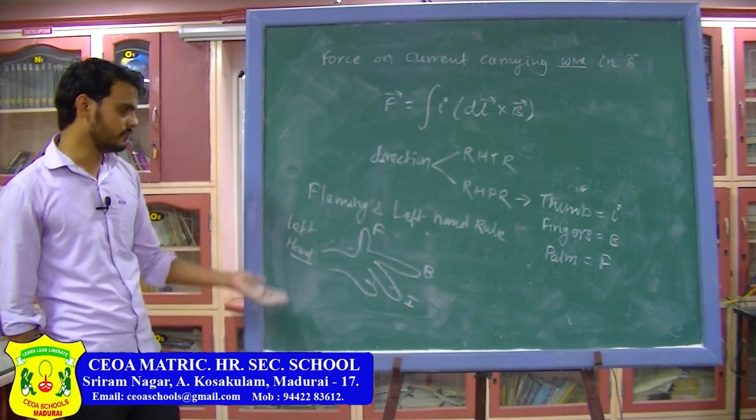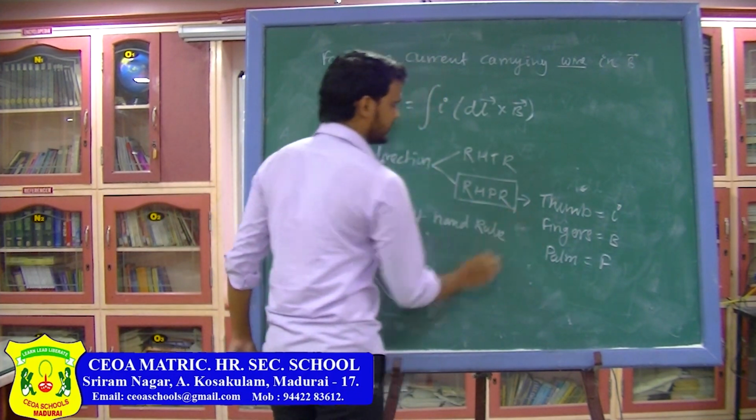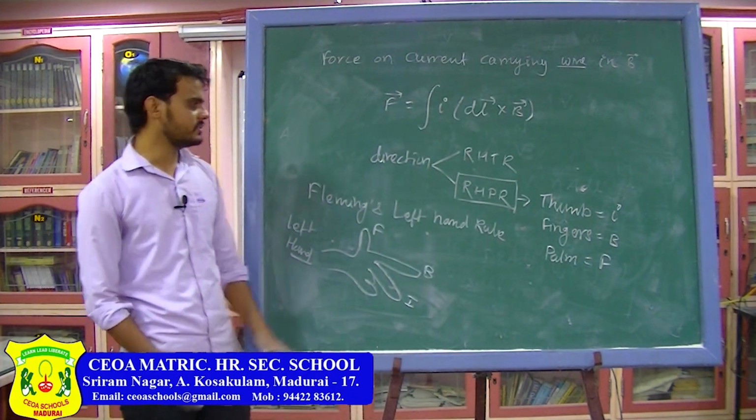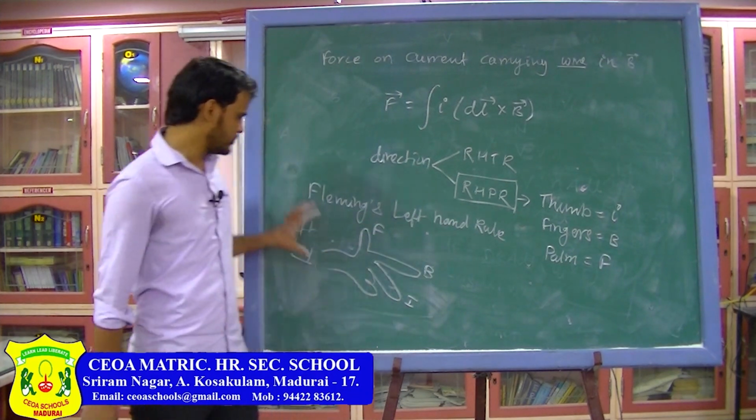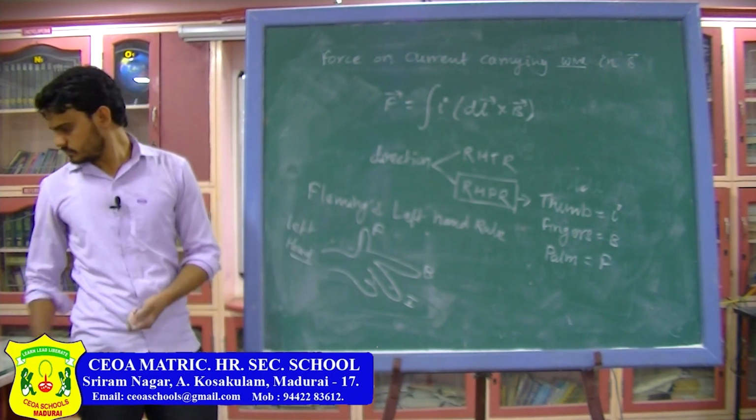Again, this is just for your board exams. In the NEET exam or wherever you want to find the direction, always try to use the right hand palm rule because it is the easiest way to use. So that was one more law to find the direction of magnetic force on a current carrying wire.